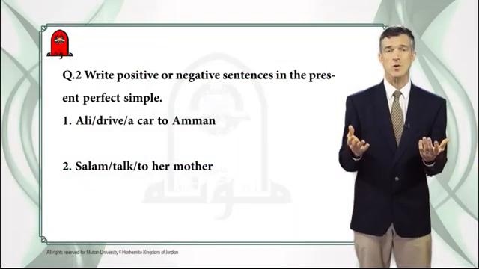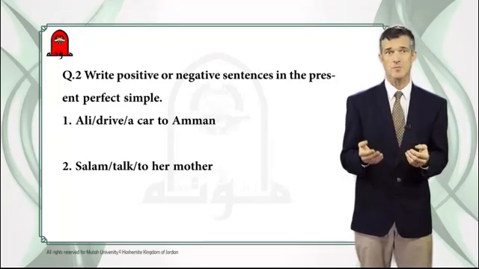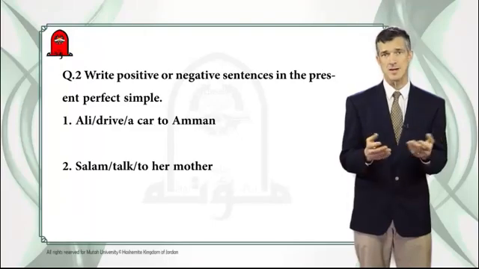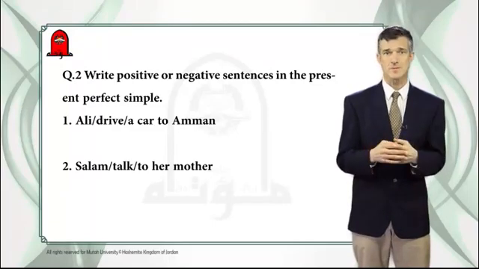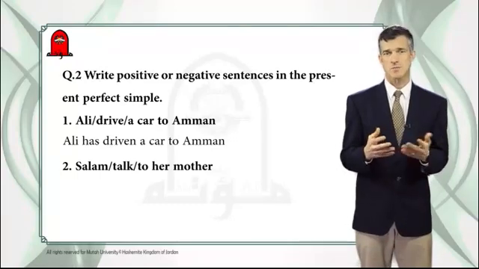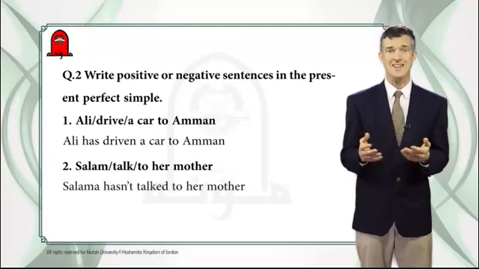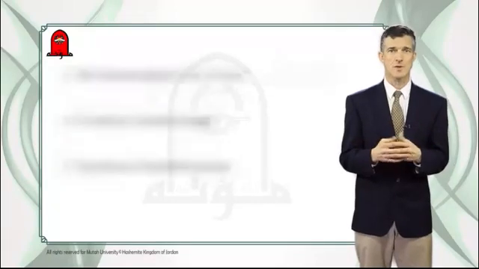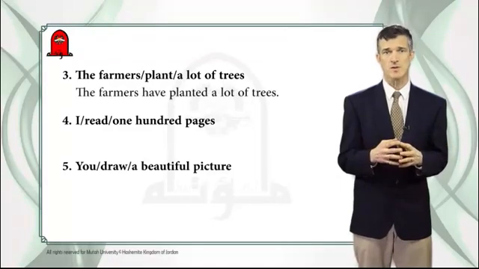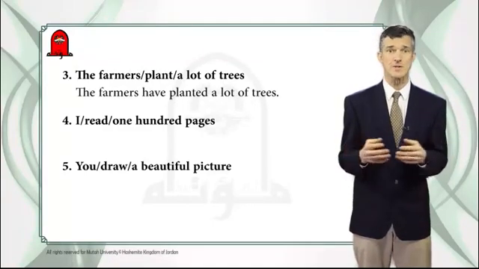Write positive or negative sentences in the present perfect simple. Ali drive a car to Amman. For example, Ali has driven a car to Amman. Selma talked to her mother. For example, in the negative, Selma hasn't talked to her mother. The farmers plant a lot of trees. For example, the farmers have planted a lot of trees.